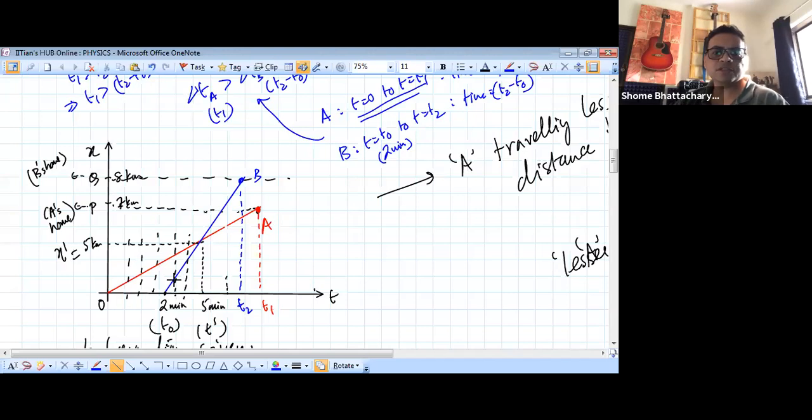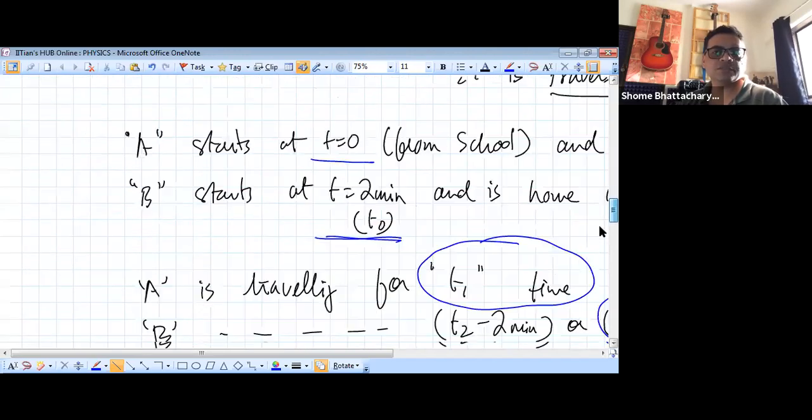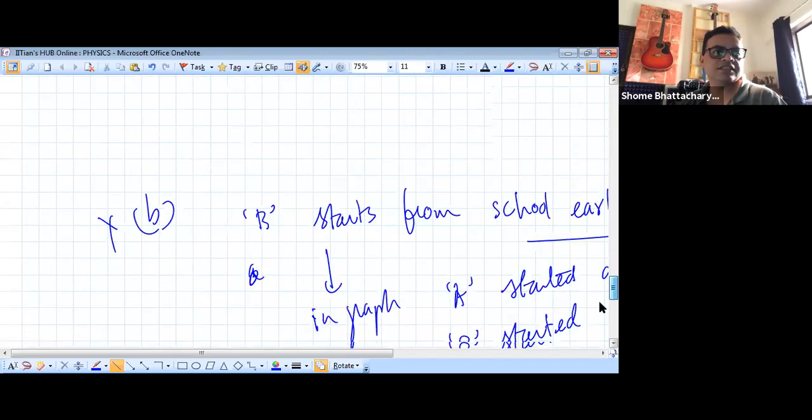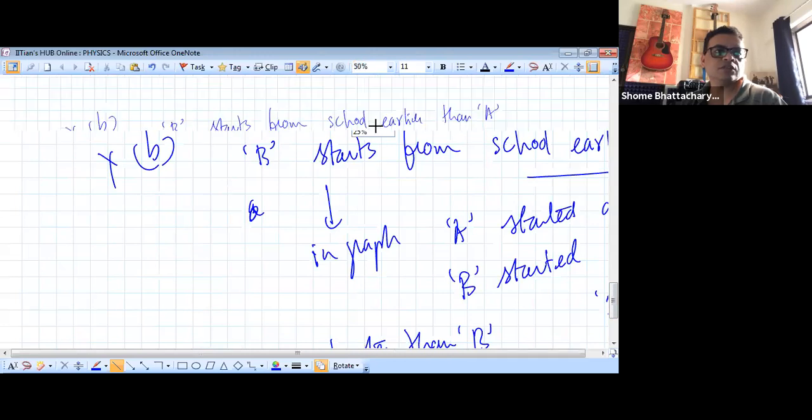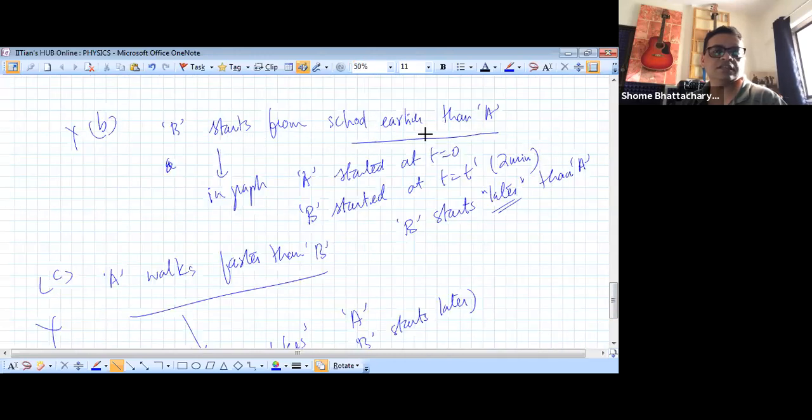Alright, Bhumik, understood this point now? A ने तो 0 पे start कर दिया, but B ने कब start किया? उसके बाद में start किया ना. So who has started earlier? A has started earlier. Whereas what is the statement saying? That the option is saying that B starts from school earlier than A. So it becomes the wrong option. Option B is saying that B starts earlier. But actually what is happening? B is starting later. Okay.